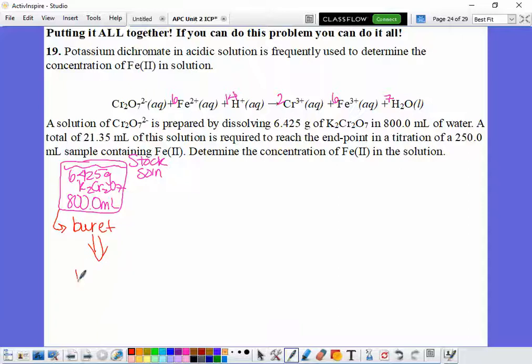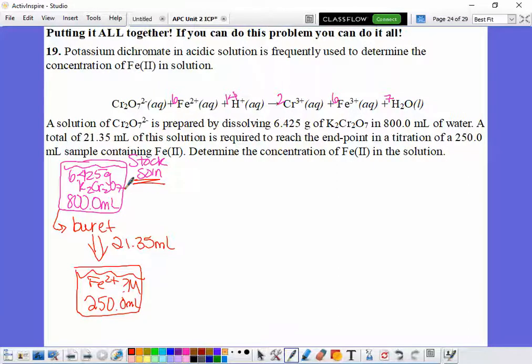Which I then used to titrate a solution of iron 2 ions of unknown concentration, and that had a total volume of 250 milliliters. And it required 21.35 milliliters of my stock solution in order to do that. So the first thing I have to do is figure out the concentration of my stock based off of this.